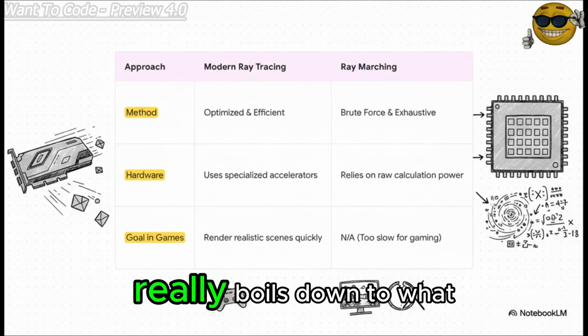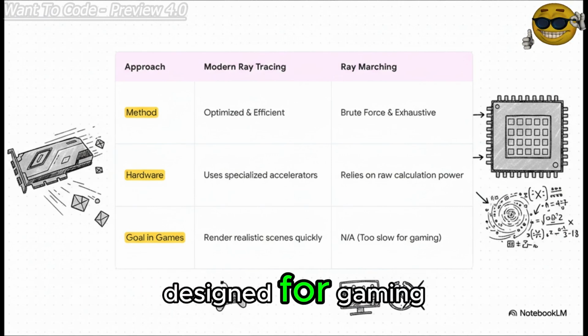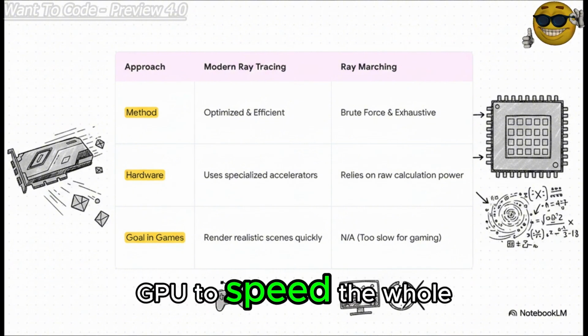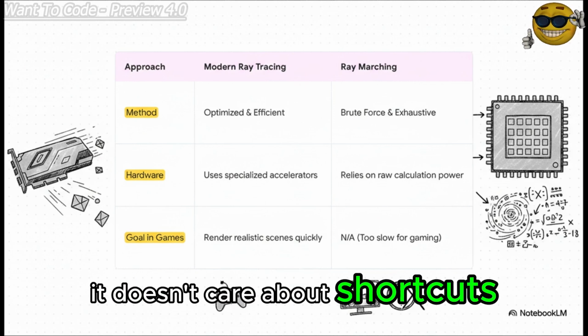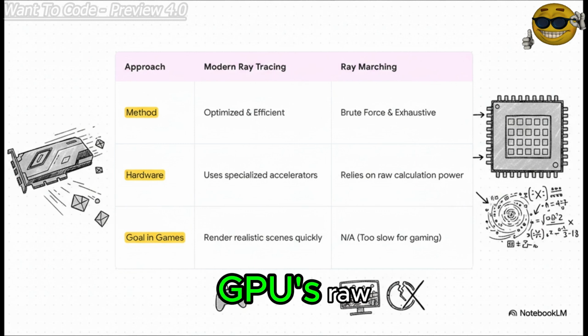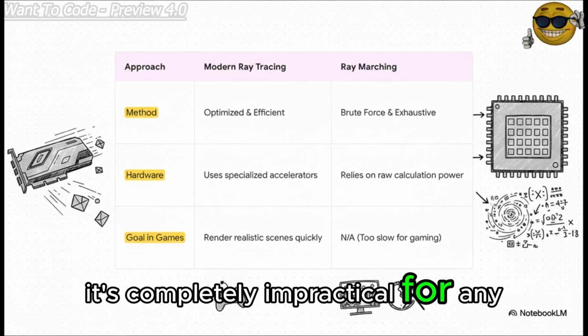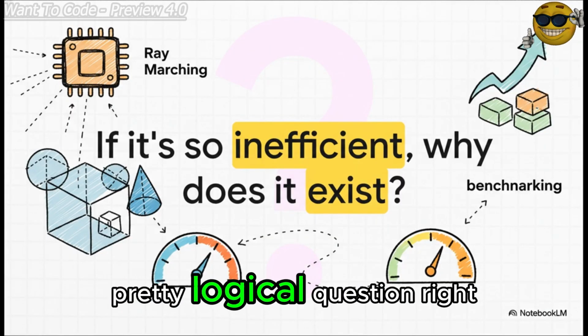And this difference really boils down to what they were made for. Modern ray tracing is specifically designed for gaming performance. It even uses specialized bits of hardware on your GPU to speed the whole thing up. Raymarching just ignores all those tricks. It doesn't care about shortcuts. It relies purely on the GPU's raw, fundamental calculation power, which is exactly why it's completely impractical for any real game.